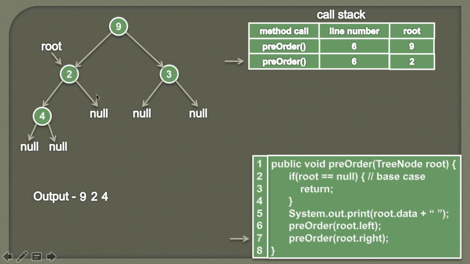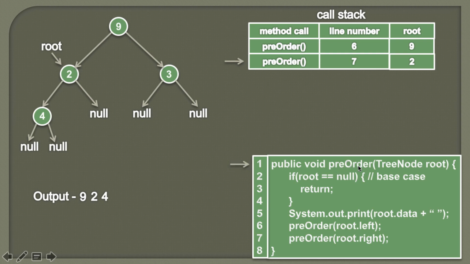So here root's right is null. So therefore we again call this pre-order method and will pass the null value to it. And as we are leaving this pre-order method and we are calling the new pre-order method, so we'll just keep track of the line number. So it signifies that we are leaving this pre-order from the line number 7.